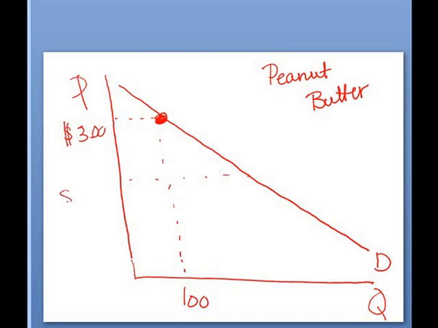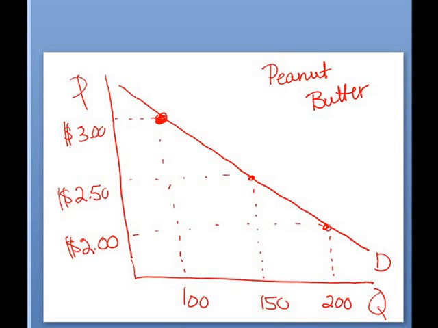Now as price declines to $2.50, I will see that this will increase to 150. As it declines again to $2, then I see that the quantity demanded will go up to 200. So this process continues, and this is what we know as the law of demand. As the price declines, the quantity demanded should increase. This is what we refer to as a movement along the curve.